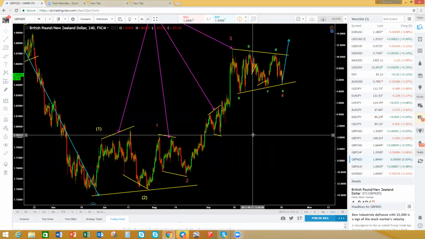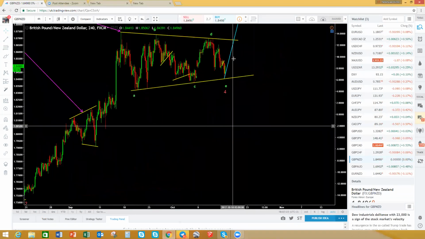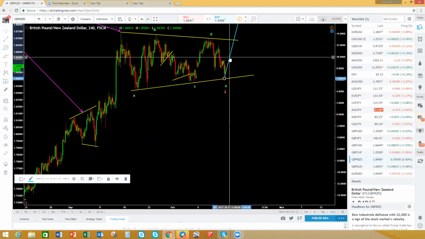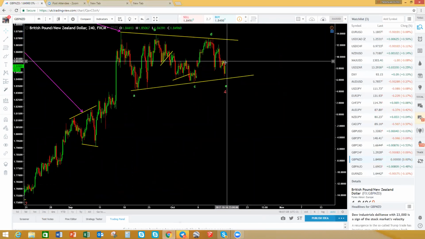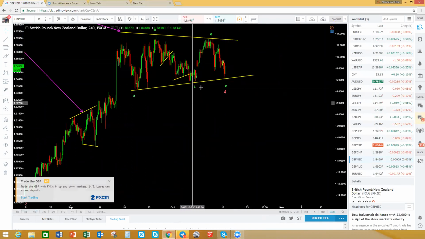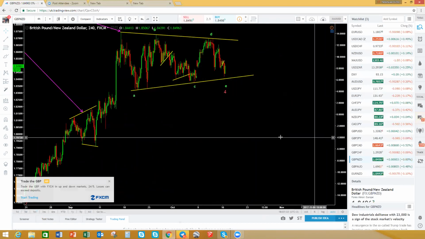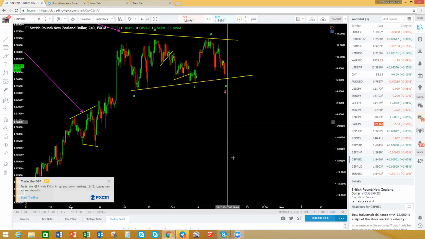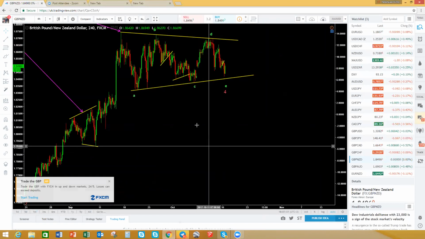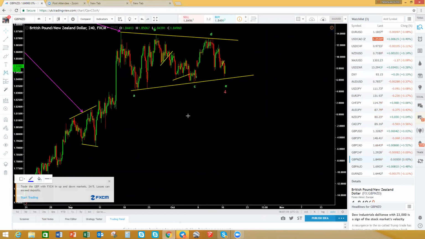We're getting this nice triangle here. Okay, so it looks like we are getting this impulse to the upside. It is not confirmed yet. We're not going to rush into this trade. We're going to wait for a clear impulse and a clear flag before we take the trade. Then that's not the only thing that's happening there.